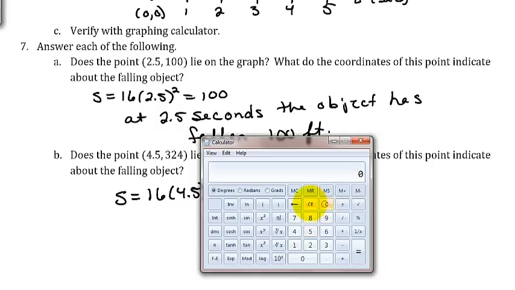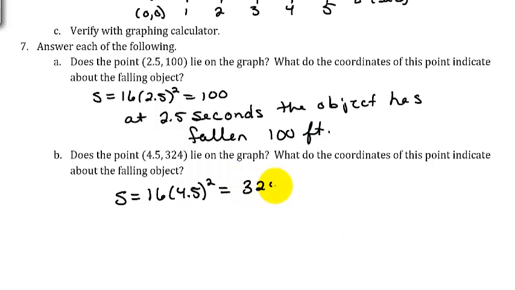So we would want to square 4.5 and then multiply by 16, and we'll get the 324. And these are both feet, and we should label those. And so the answer is yes, and the answer was yes here as well. I didn't actually answer the question.